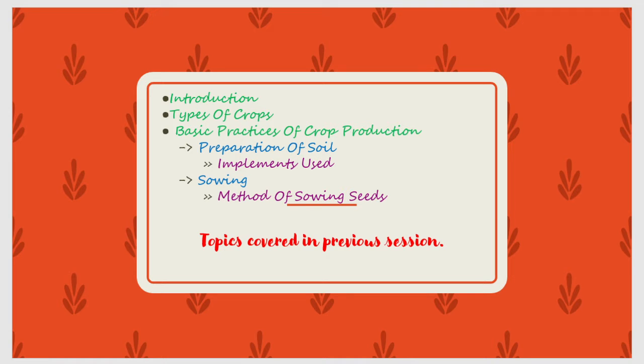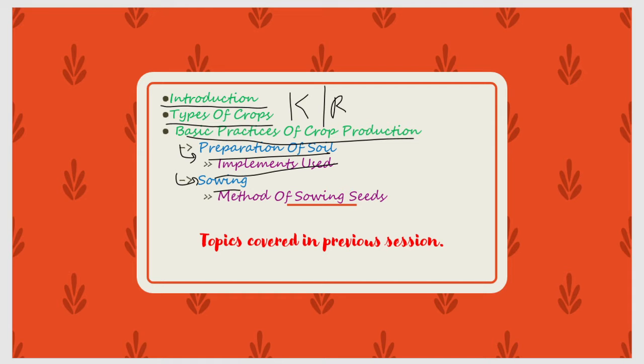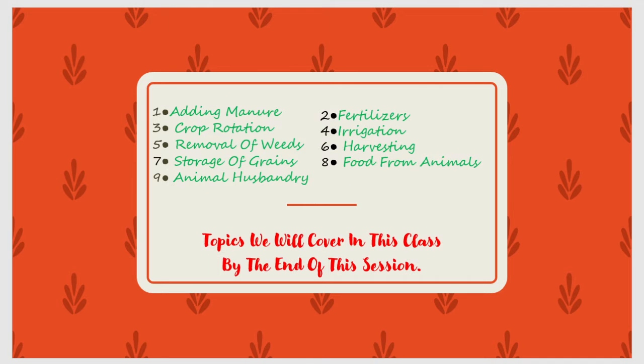So in the previous class, we discussed the introduction, in which we covered all the topics we are going to cover. Then we discussed the types of crops, that was kharif and rabi. Then we discussed the basic practices of crop production. In it we had 2 points: preparation of soil, in which we have implements used, and then sowing, which had methods of sowing seeds. Now today in this class we will cover these topics, and after covering these topics we will be completing this chapter, and as soon as this chapter is completed you can give any answer to the questions.